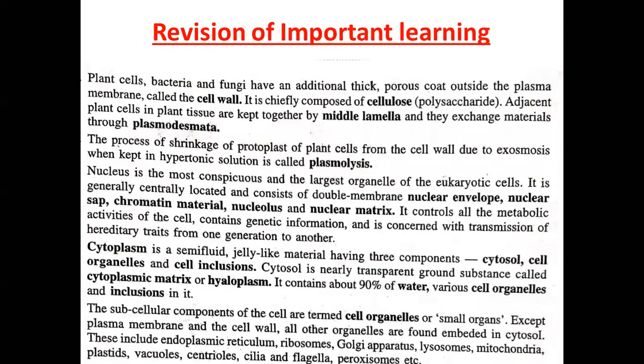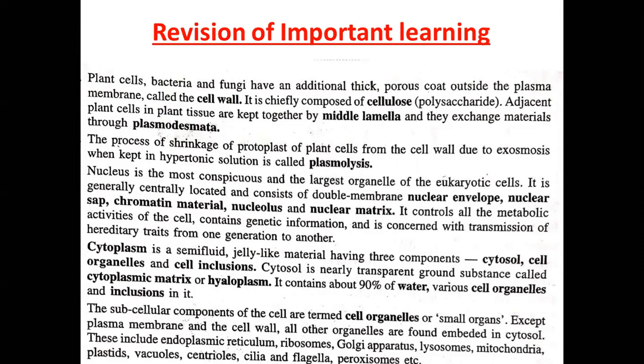Plant cells, bacteria, and fungi have an additional thick porous coat outside the plasma membrane called the cell wall. It is chiefly composed of cellulose, that is a polysaccharide. Adjacent plant cells and plant tissues are kept together by middle lamella, and they exchange materials through plasmodesmata.